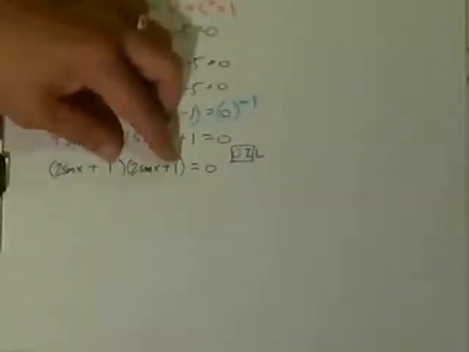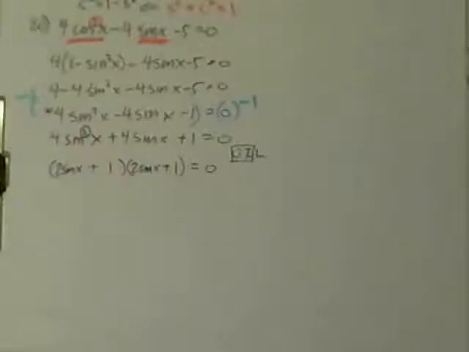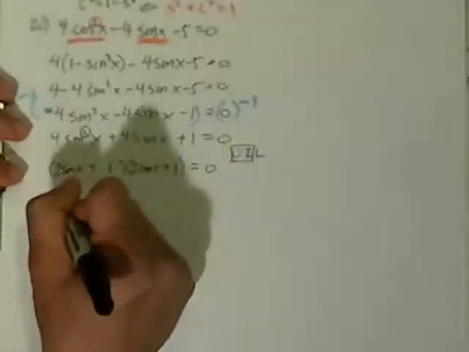L, last, 1 times 1 is 1. Oh, there it is. So we checked our oil in our foil. We're good to go. Your car's not going to blow up. Hopefully.